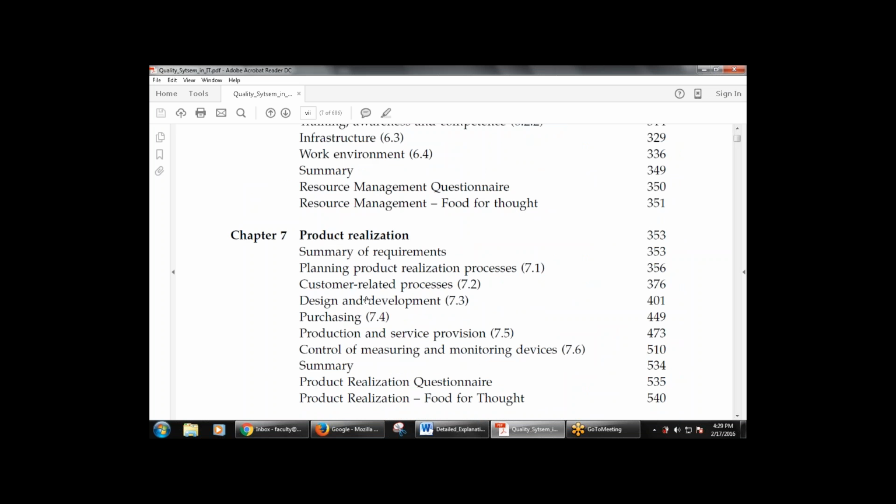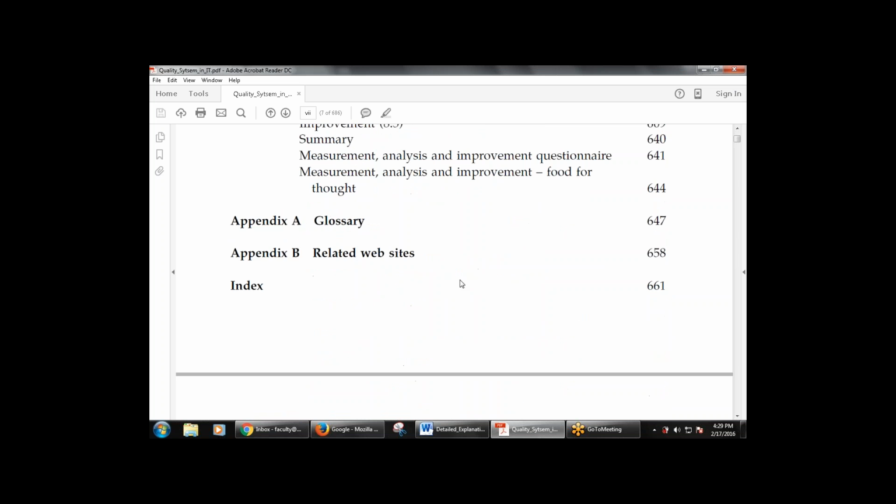The next chapter, number 7, is product realization. That is how the product will gain importance in the product criteria. That is chapter number 7, product realization. Then measurement, analysis, and so on.